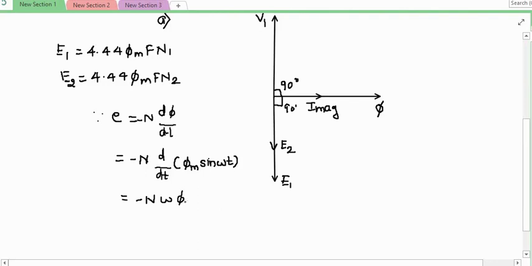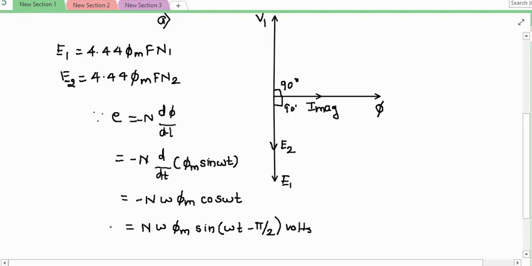omega phi m cos of omega t. So this I can write as N omega phi m sine of omega t minus pi by 2.